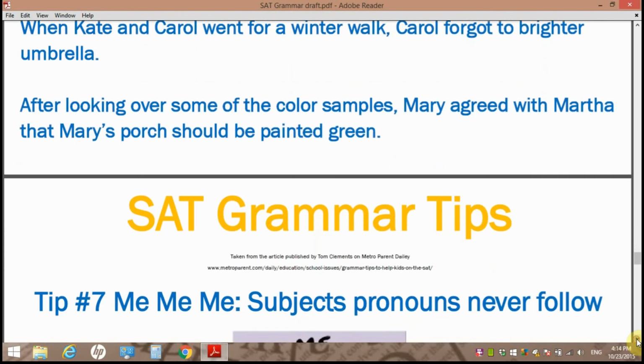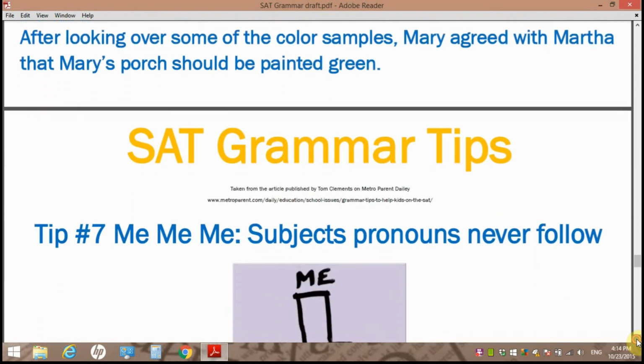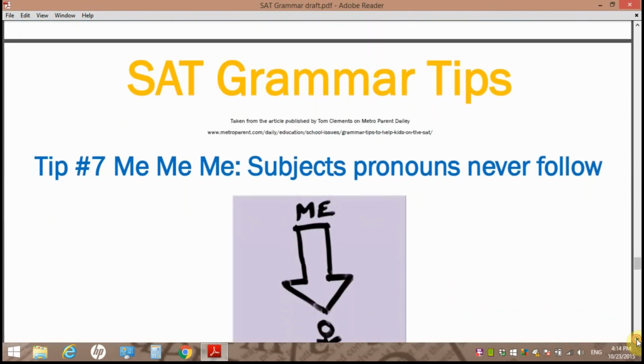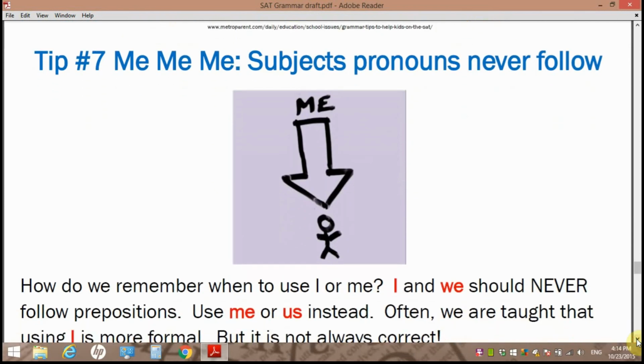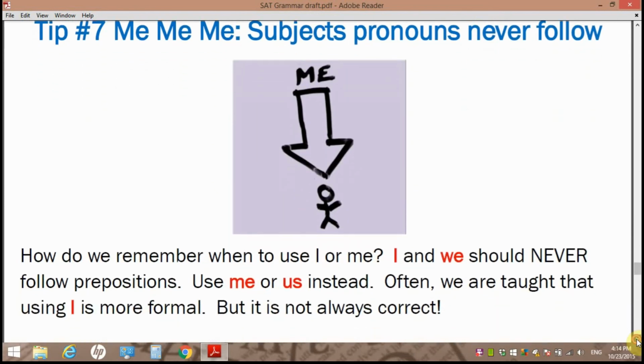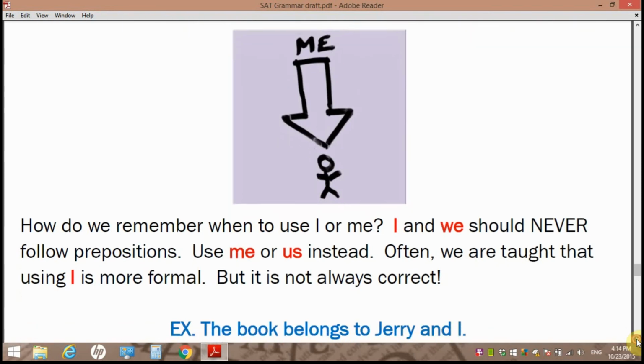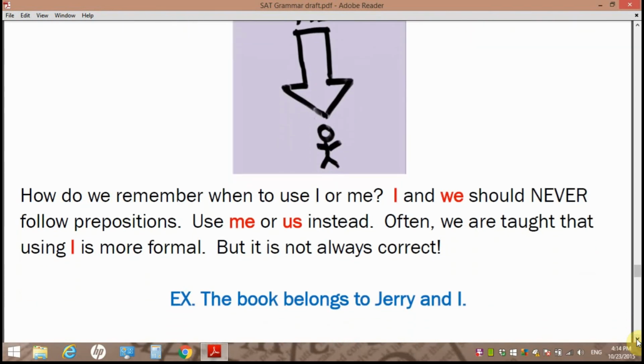Our seventh grammar tip from Tom is talking about the difference between I and me. When should we use I? When should we use me? Most of us are usually taught that it's more formal to use I in many situations, but there's actually rules that go along with it. Okay, so let's look at an example. The book belongs to Jerry and I.